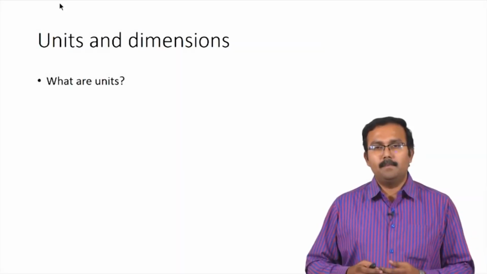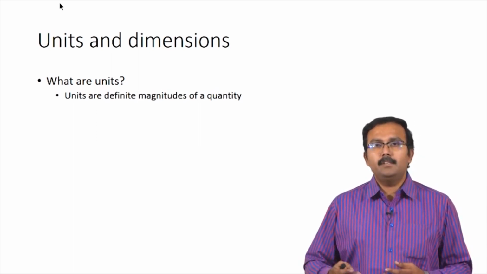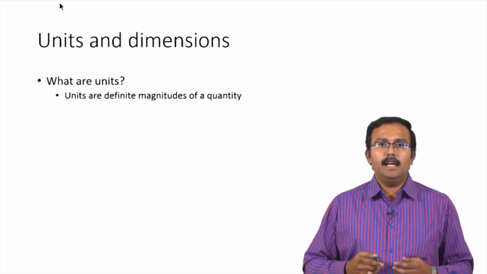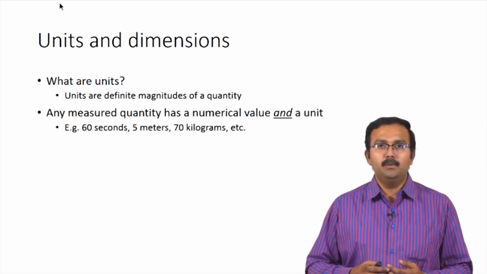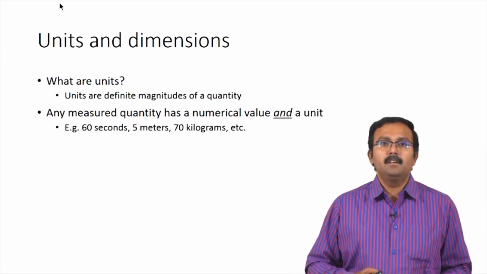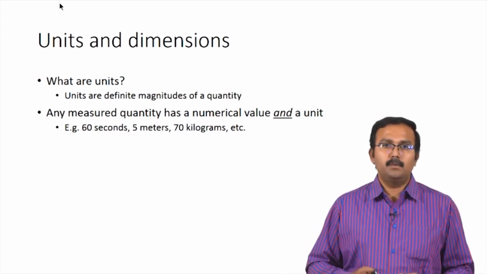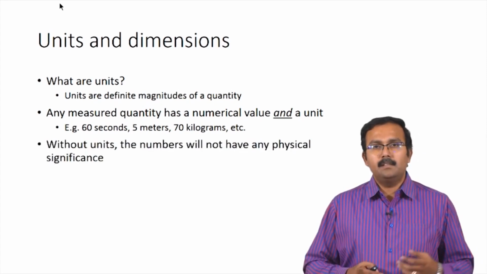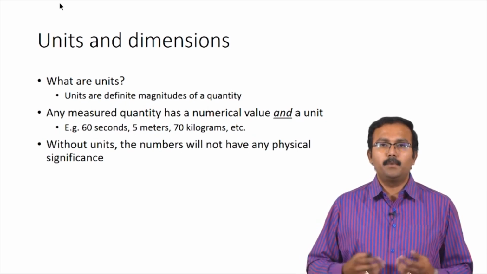The most important aspect of any fundamental calculation which is being performed would be the units and dimensions. What are units? Units are basically definite magnitudes of any quantity. Any measurable quantity would have two things. One is a numerical value and the other is the units. 60 seconds would represent time, 5 meters would represent distance or length, and 70 kilograms would represent mass. Without units, these numbers do not have any physical significance. They will just stand as pure numbers.